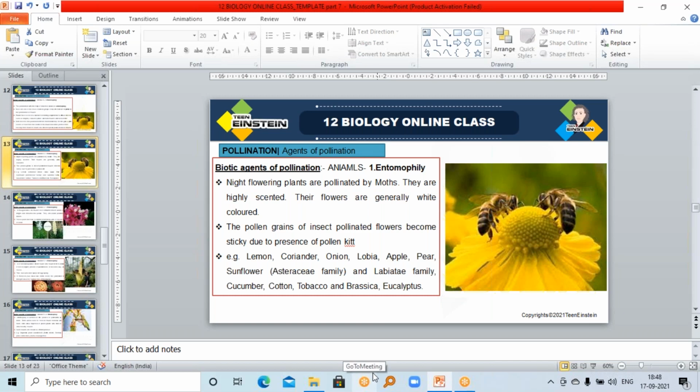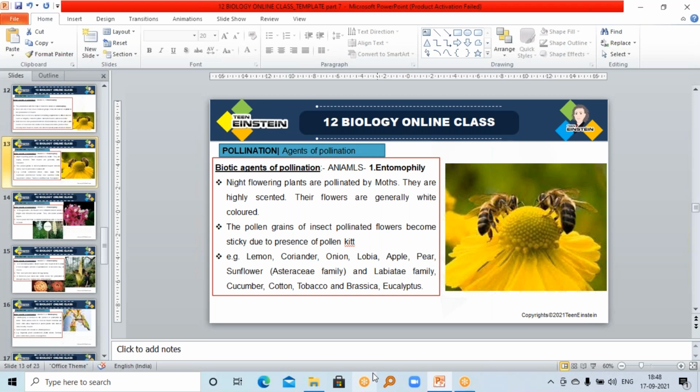So these flowers are generally white in color, because in night flowering plants, almost all the flowers have light colors like white or off-white. And night flowering plants have good fragrance. These are all for attracting the insects, so they have high fragrance, or they are highly scented.